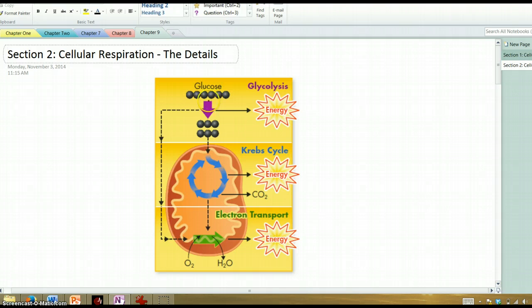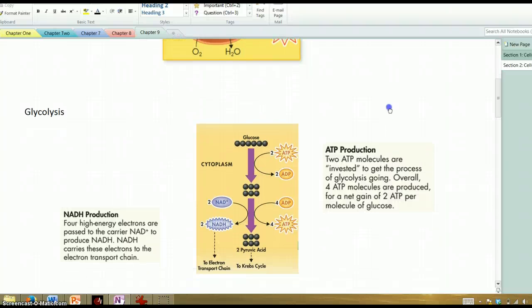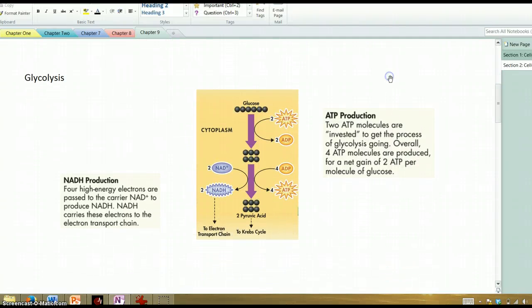So think of it this way: we're taking this energy-rich molecule, and through a series of steps, we're going to extract energy out of it. So instead of extracting it all in one big reaction, we're going to have a series of controlled steps that allow us to extract energy. And it all starts with glycolysis.